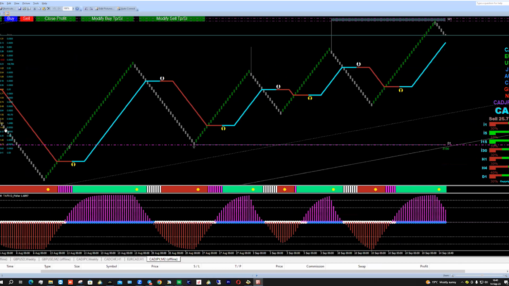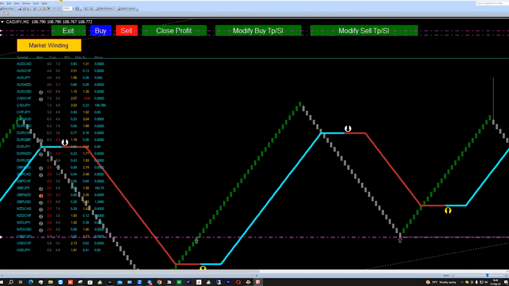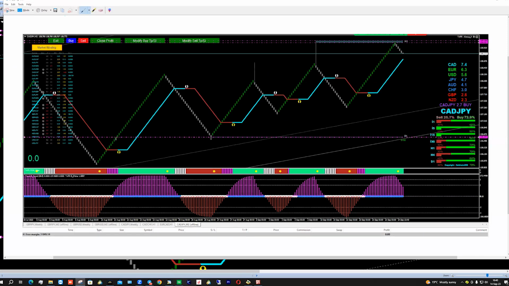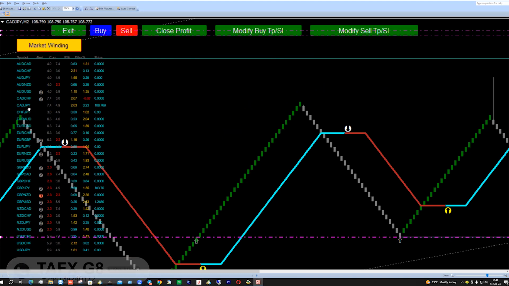I just want everyone to see what I'm talking about. Now, you will find that, let me show something here. This is what I'm trying to talk about. You can see the card, it's strong with 7.4. And the JPY, it is still strong with 4.4.